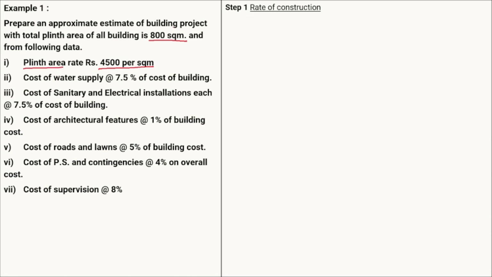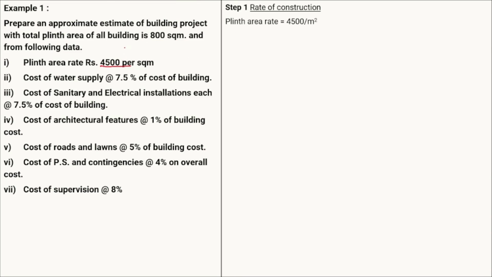So in this particular numerical we are going to use the plinth area method. Okay, so the rate of construction will be your plinth area rate. Again, the plinth area rate is directly given to you. Okay, so we can move forward with our step 1, that is the rate of construction, as the plinth area rate is directly given as 4500 per square meter.